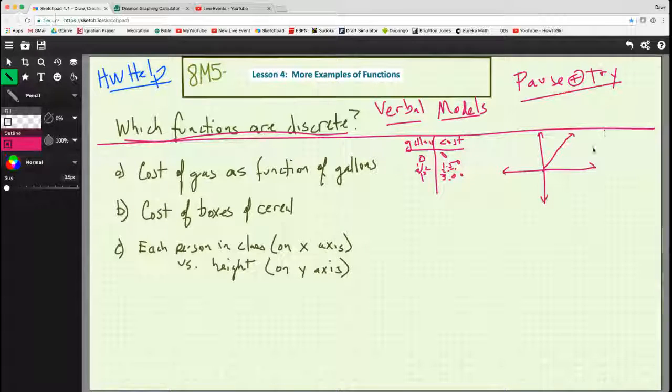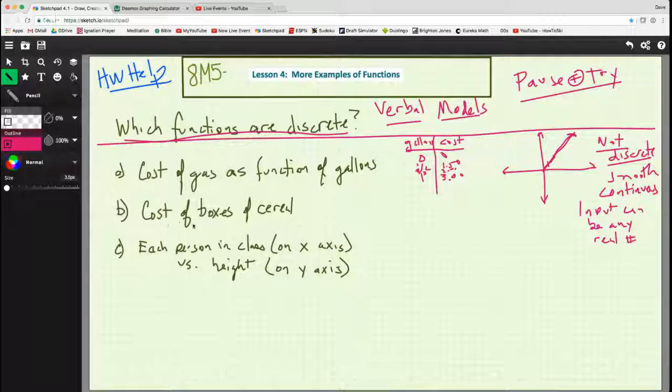continuous function. So it is not discrete, because you can always find numbers between any two other values, because it's smooth and continuous. Your input number of gallons can be any fraction. The input can be any real number.